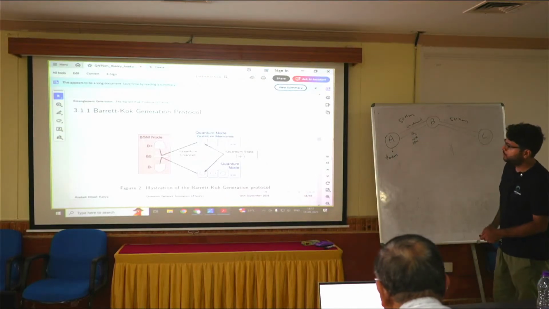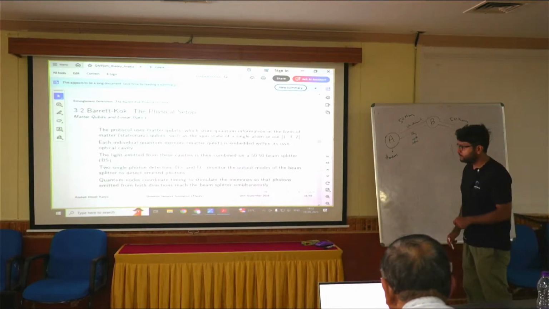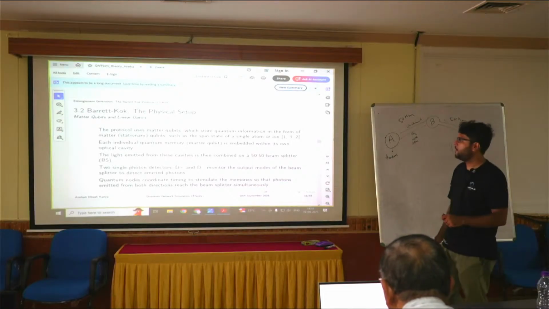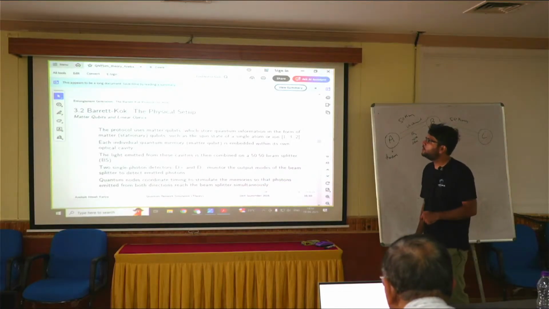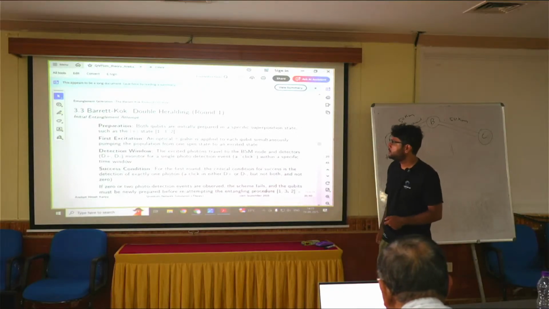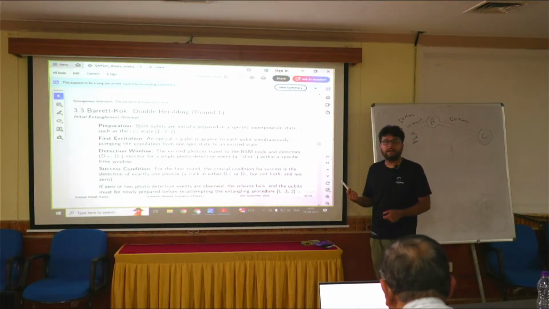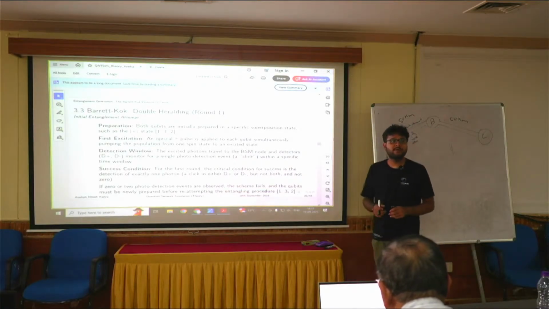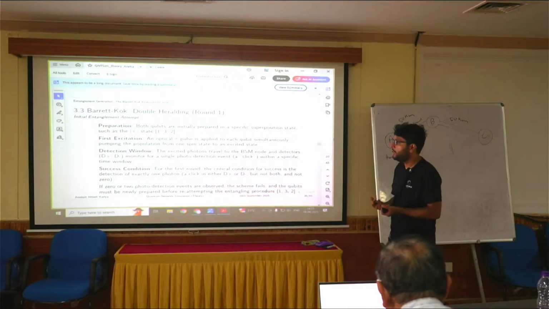I'll go through the protocol steps. Again, I've added a lot of details, but it's just for the sake of completeness. What I can do is try to just give you an intuition. Then there is a detection window. When you excite, a photon will travel to the BSM node, and at the BSM node there is a time interval within which you want to detect the photon. That's a success. If not, we repeat it.